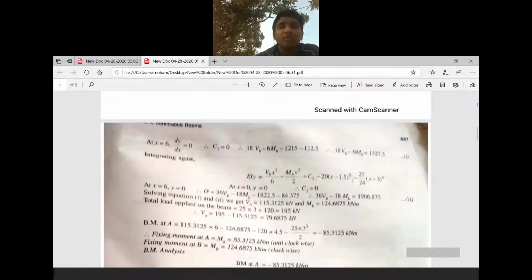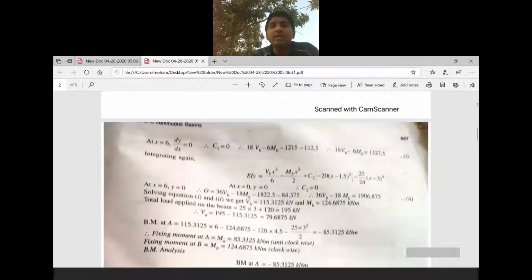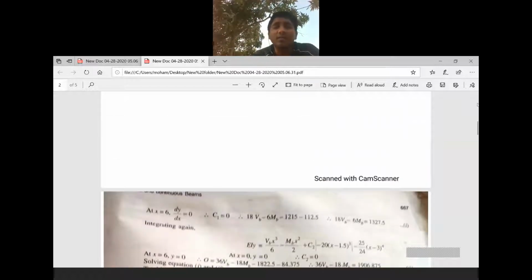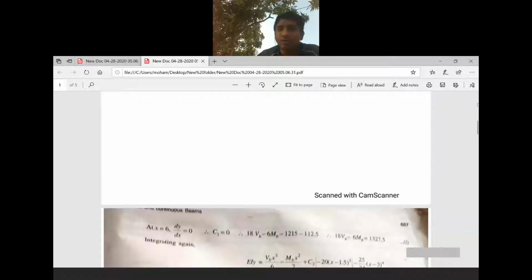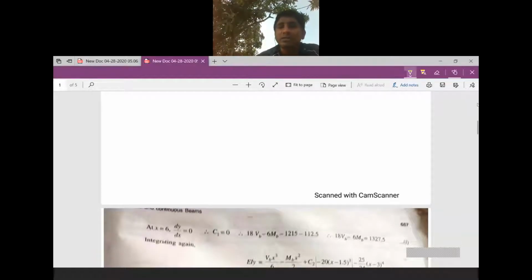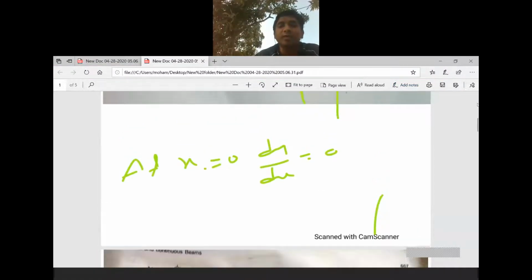So next we will jump to here. After getting this one, again substituting the boundary conditions. Here the boundary conditions are, substituting the boundary conditions, at x is equal to 0, dy by dx is equal to 0. Then this equation will become, at x is equal to 0, dy by dx equal to 0.